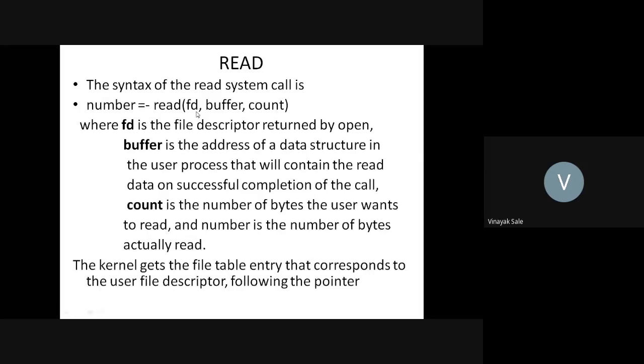Fd is the file descriptor returned by open. Buffer is the address of the data structure in the user process that will contain the read data on successful completion of the call. Then count is the number of bytes the user wants to read, and number is the number of bytes actually read. The kernel gets the file table entry that corresponds to the user file descriptor by following the pointer.